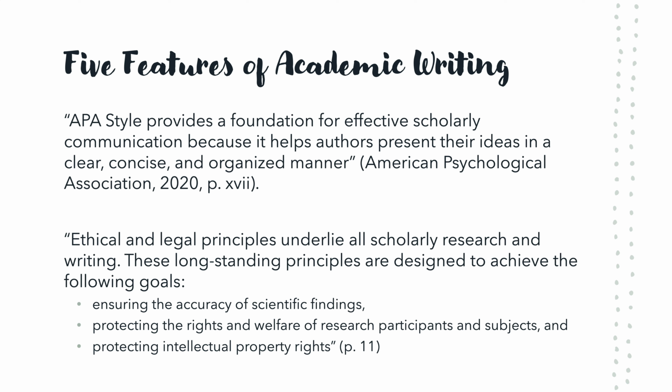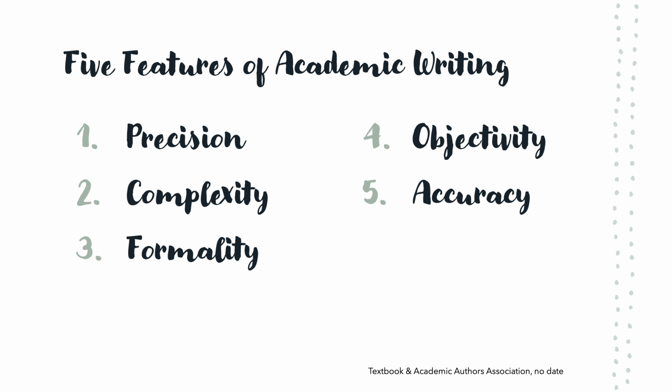You know, I think one of the things we think about when we give assignments to our students is that we want them to go out and learn facts and bring back facts to increase their learning. But those facts were discovered by other people, and we want to make sure that those other people are continuing to get their credit where it's due. So 5 features of academic writing as listed by the Textbook and Academic Authors Association are precision, complexity, formality, objectivity, and accuracy.